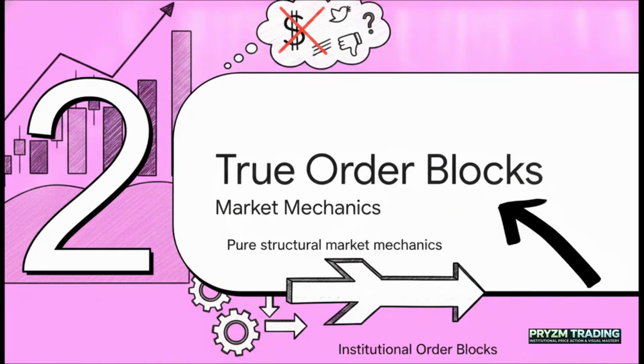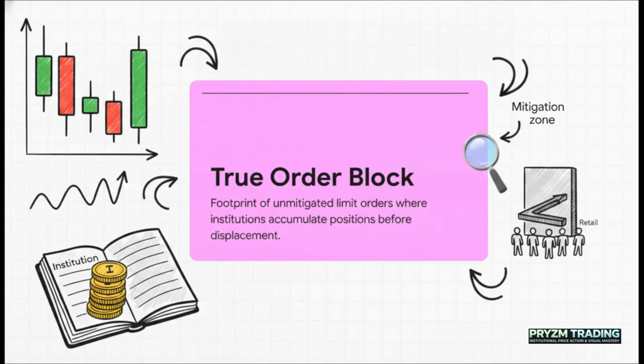Moving on to Section 2, defining true order blocks. To really get this, we've got to drop the amateur social media definitions that are probably costing you money. We need to look at this strictly through structural market mechanics. Look, an order block is absolutely never just the last candle before a move. That is such a dangerous oversimplification. A true order block is the exact institutional mitigation zone where large-scale players accumulated positions before driving structural displacement.